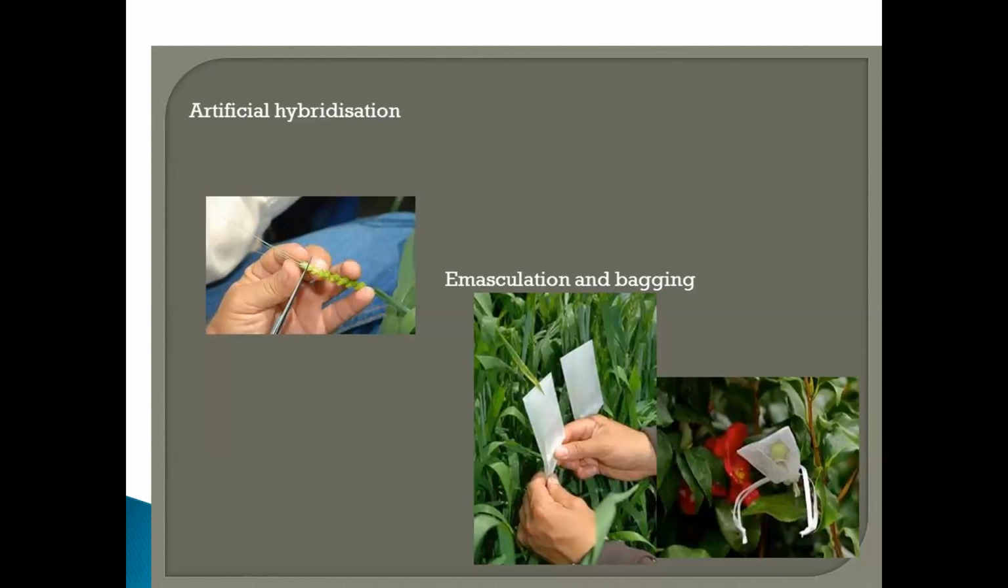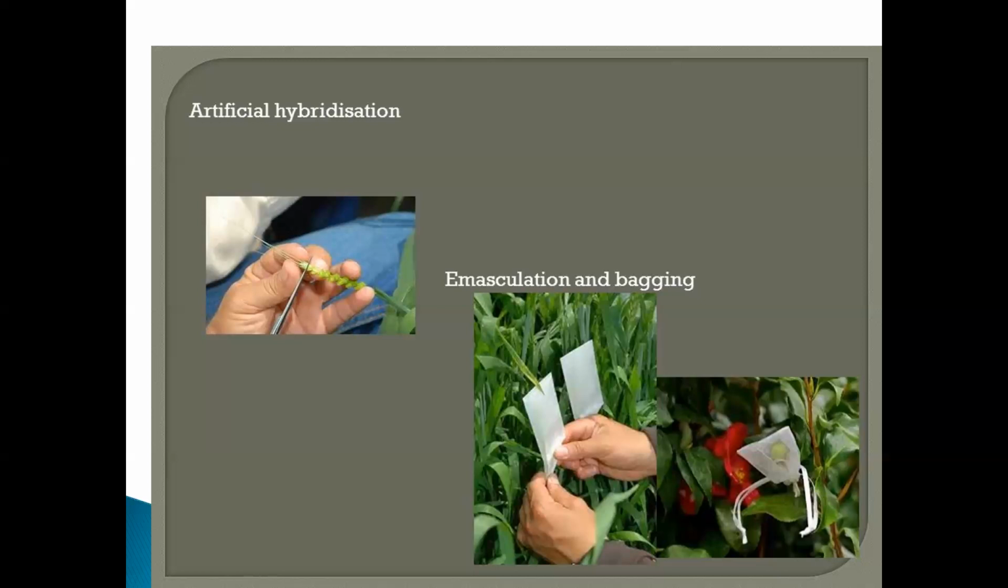Now what do we mean by emasculation? Emasculation is the removal of the male part of the plant or the flower. It is the removal of the anther. Removal of the anther from the flower is called emasculation. They remove the anther part of the plant. And why do they do this? This whole process is artificial hybridization, students.